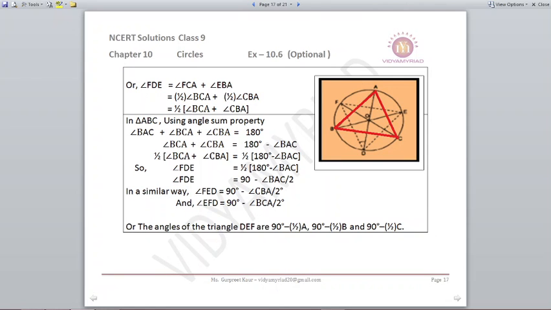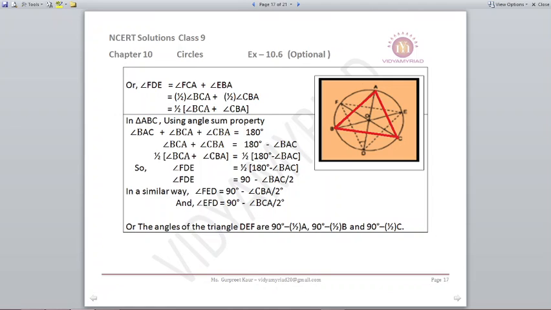So what does it mean? It means angle FDE is equal to angle FCA plus angle EBA. Now what is FCA? Half of BCA. What is EBA? Half of CBA. So now let us take the triangle property, triangle ABC, and using the angle sum property, we know A plus B plus C will be equal to 180 degrees.